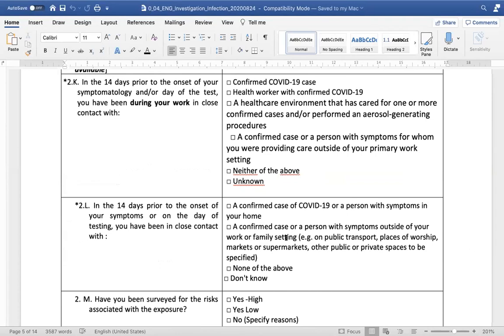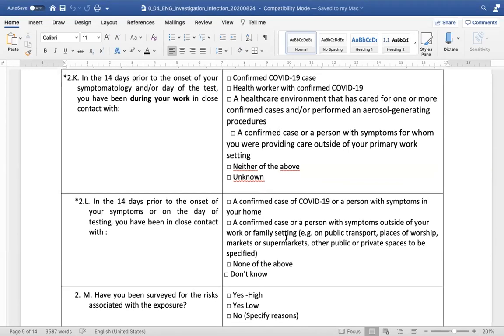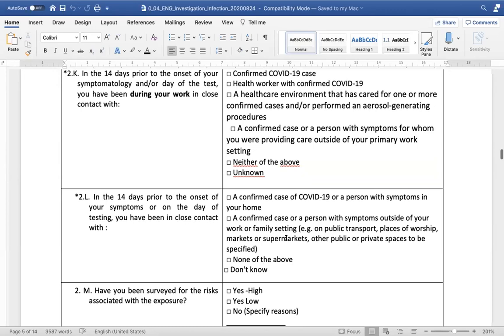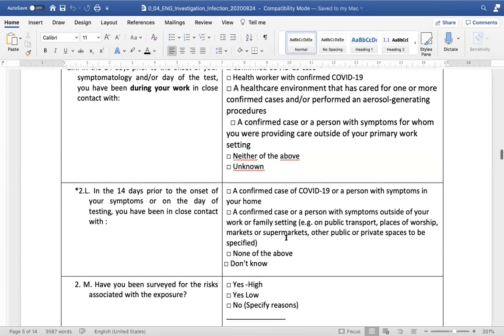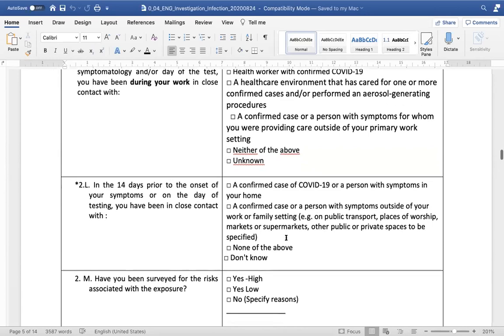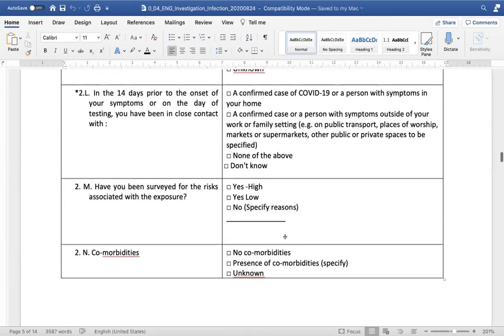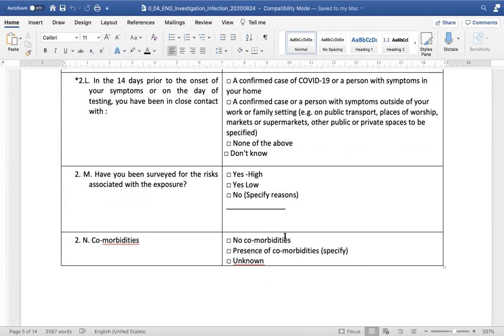in close contact with any of the following on the right side during working hours. So the options are there for you to select. It goes also in there 14 days prior to the onset of the symptom or on the day of the test. Have you been in close contact with? Also the options on the right side for you to select from.